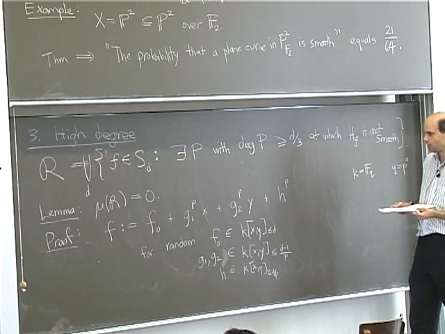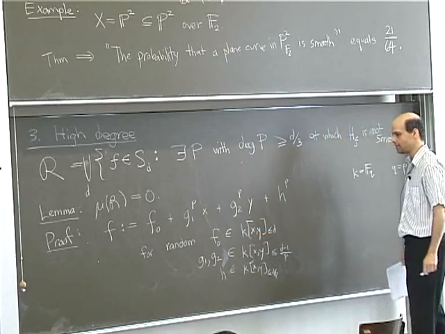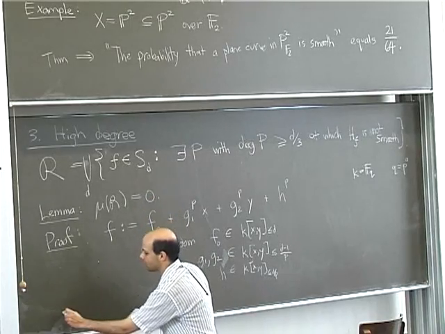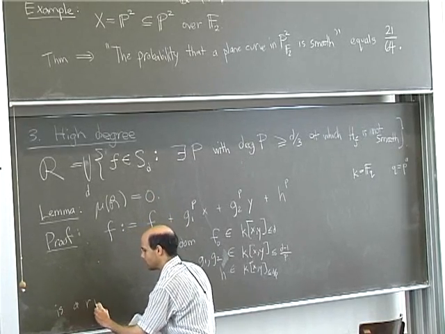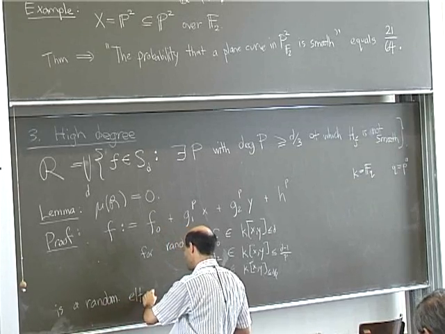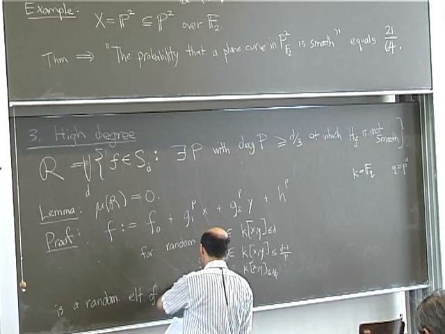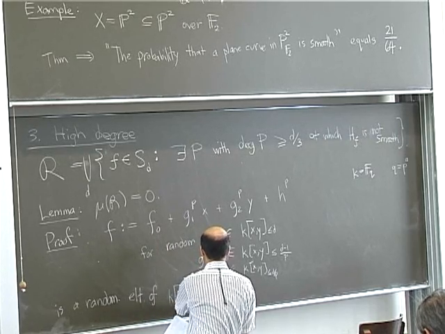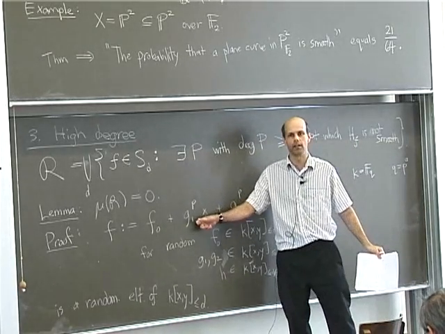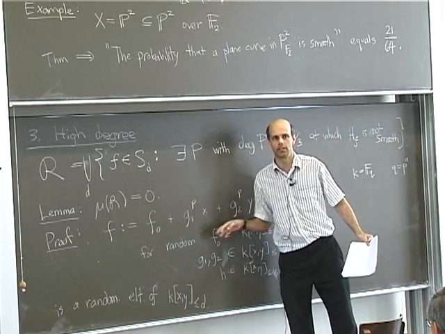Okay, so the claim is that if I choose these F0, G1, G2, H randomly, then this F is a uniform random element of polynomials of total degree up to d. And that's obvious because even if I condition on H, G2, and G1, then already the fact that F0 is being chosen uniformly at random makes the whole thing random.